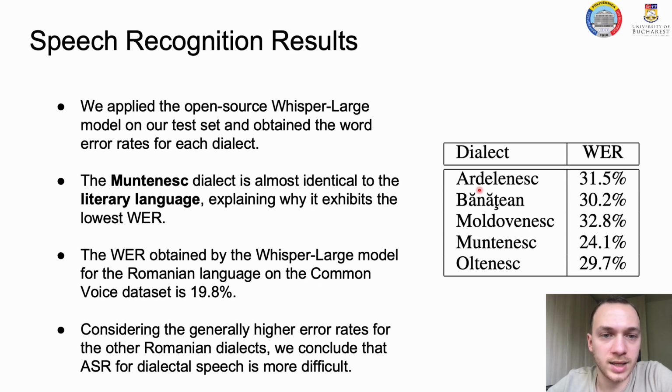Considering that the ardelenesc, bănățean, moldovenesc, and oltenesc word error rates are considerably higher than the results obtained by the Whisper Large model on the Romanian language on the Common Voice dataset, we conclude that ASR for dialect speech is more difficult.